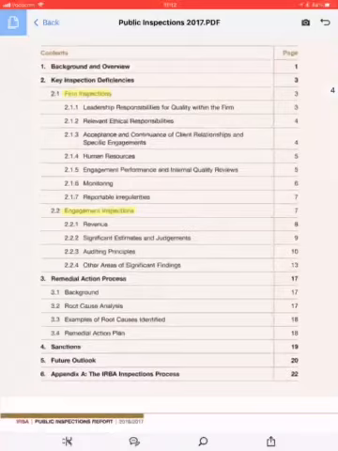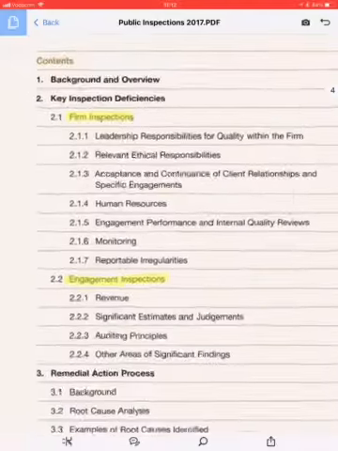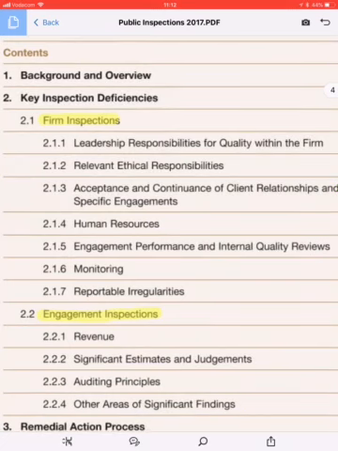So the inspections dealt with firm inspections as well as 2.2 engagement inspections. This is only going to look at firm inspections. So firm inspections is the part of the inspection that deals with the firm as a whole. So it's not covering individual audit files. They may select audit files to see the quality control procedures of the firm, but the purpose is to look at the firm, not at the file.